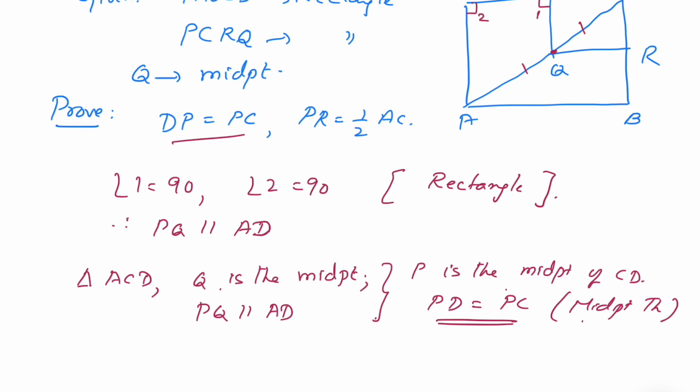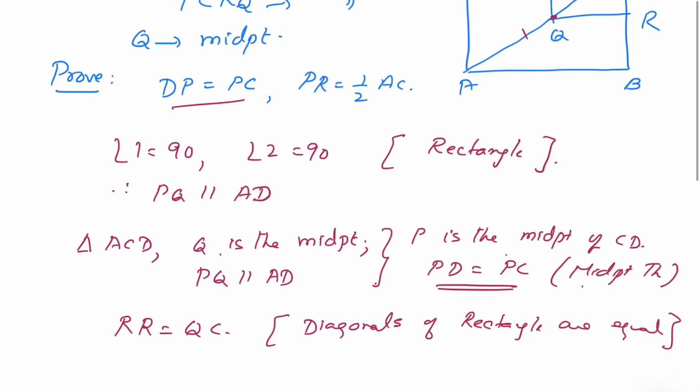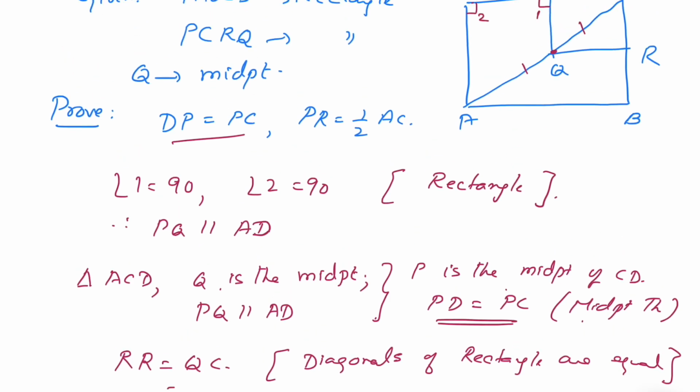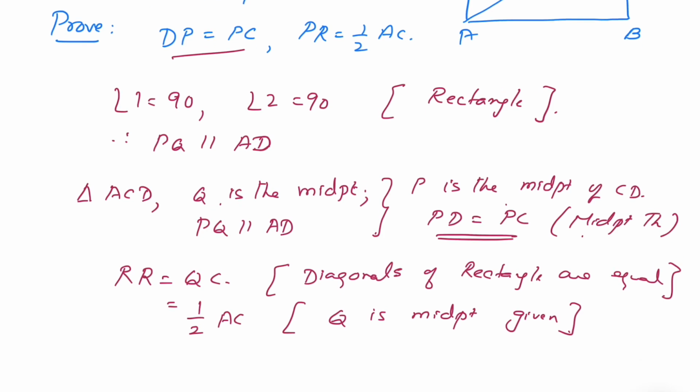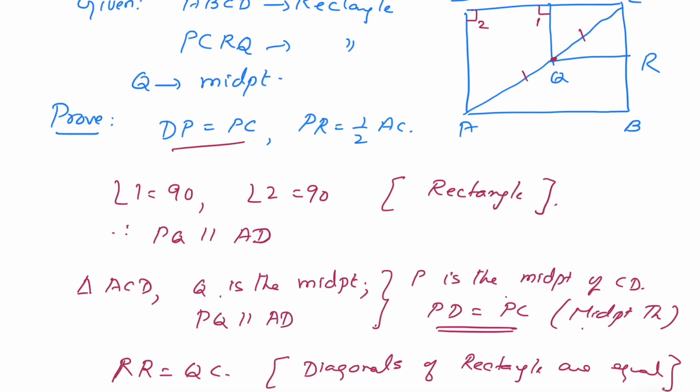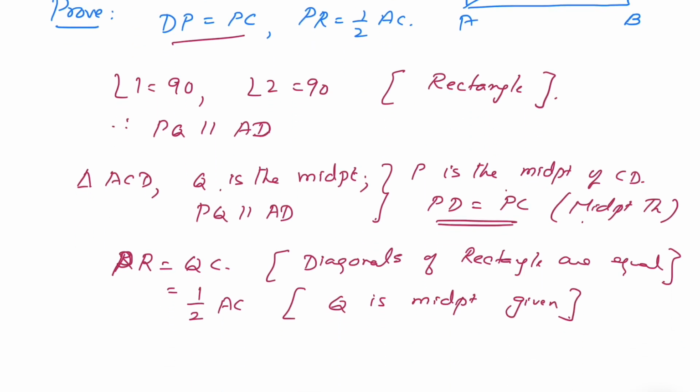Now, PR is equal to QC because PR and QC are diagonals of a rectangle, so they are equal. So QC can be written as half of AC because Q is the midpoint. Half of AC. Reason, Q is midpoint, given. So now you have to prove PR equal to half of AC. So automatically you will get PR equal to half of AC.